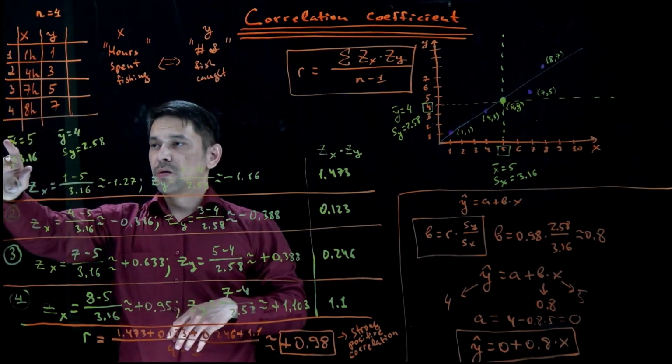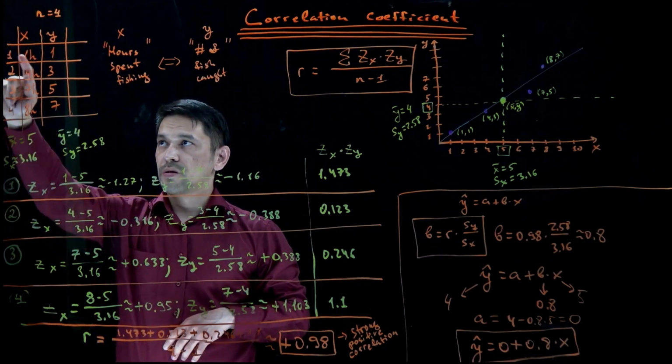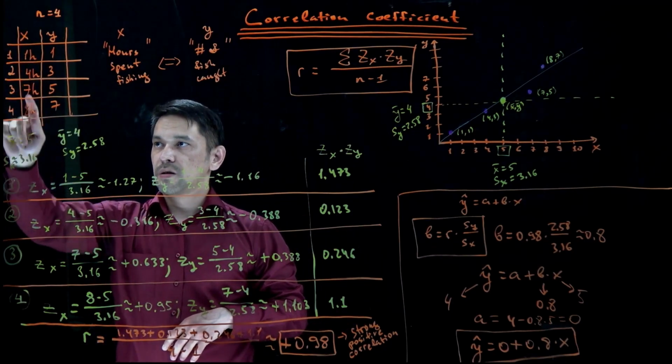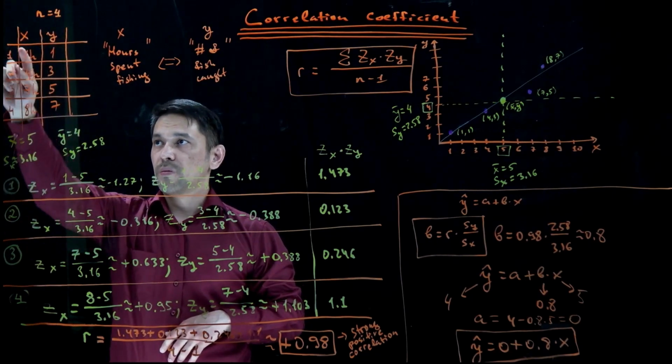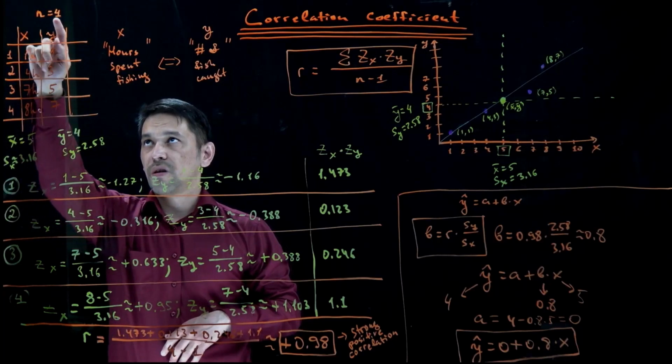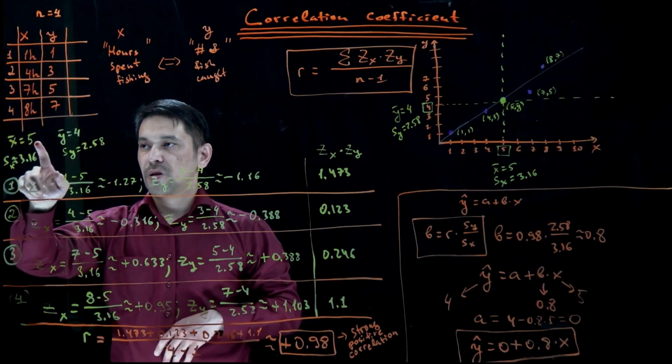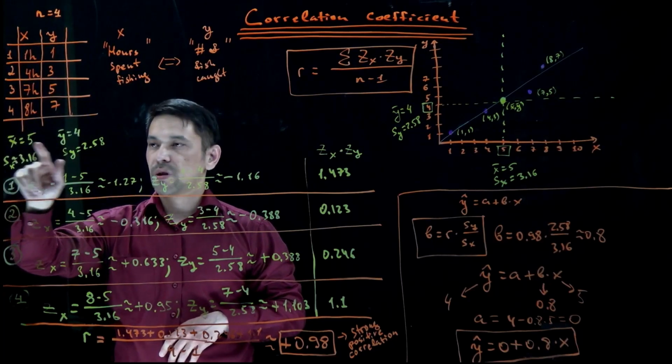Now, in order to calculate the average for this variable, you just have to sum all the values of this variable and then divide that sum by the total number of people. So it's 1 plus 4 plus 7 plus 8 divided by 4 gives me 5. So I know that the average for all the x values is equal to 5.